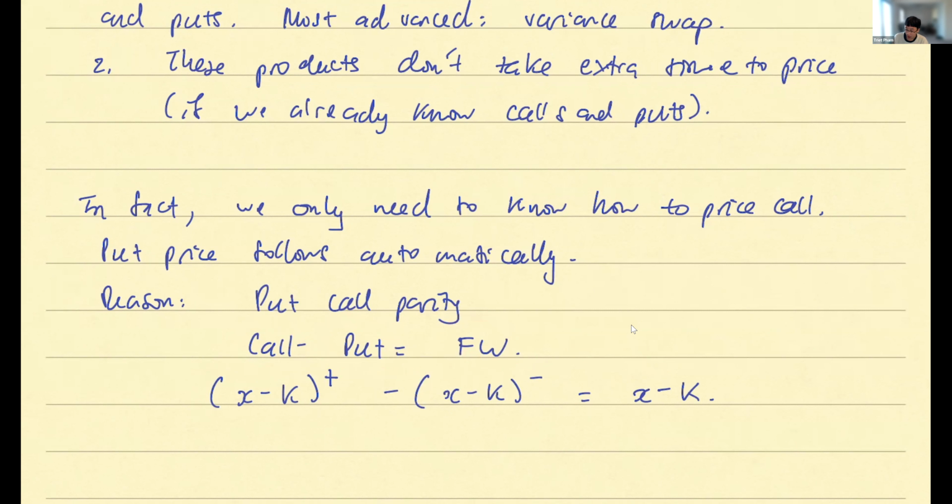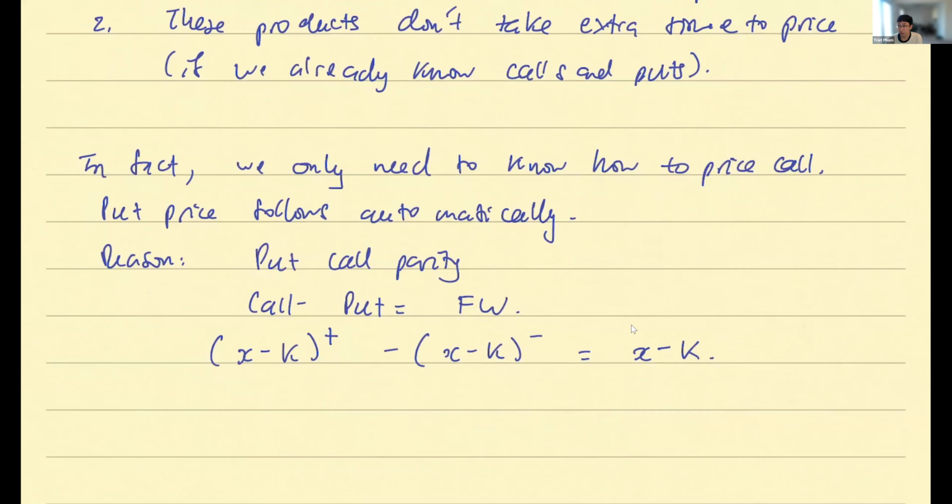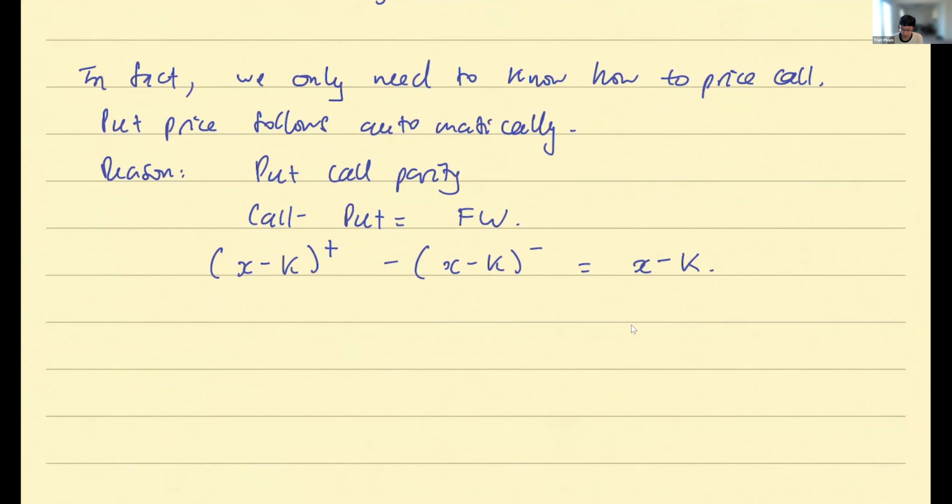Okay, pay attention. The forward, as I explained to you, can be priced without any model. So all you need to do is know how to price one of these, and the other one will follow automatically. Traditionally, people just look at the call, but of course you can also price a put, and then the call will follow. All right, any question?